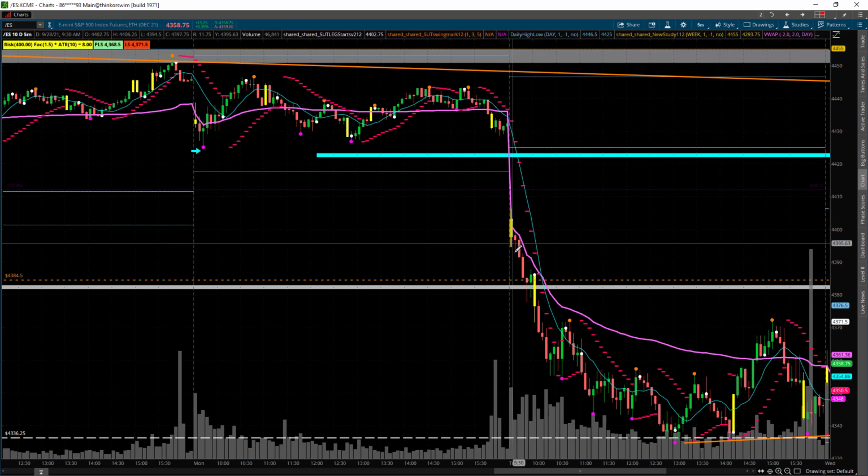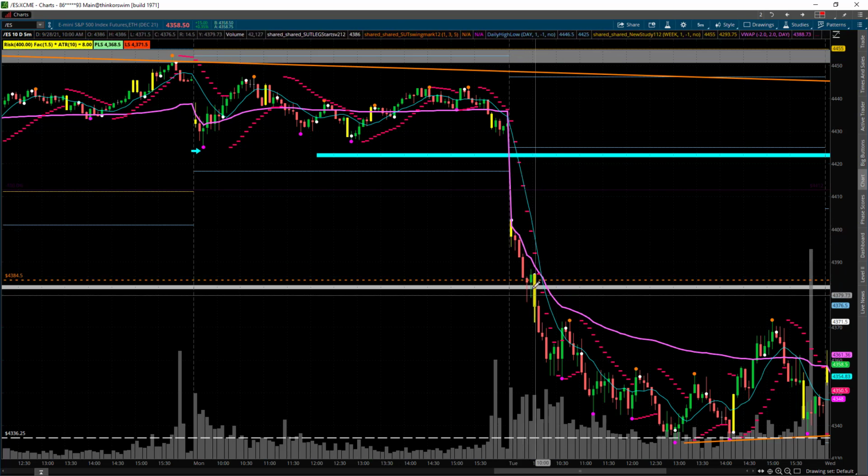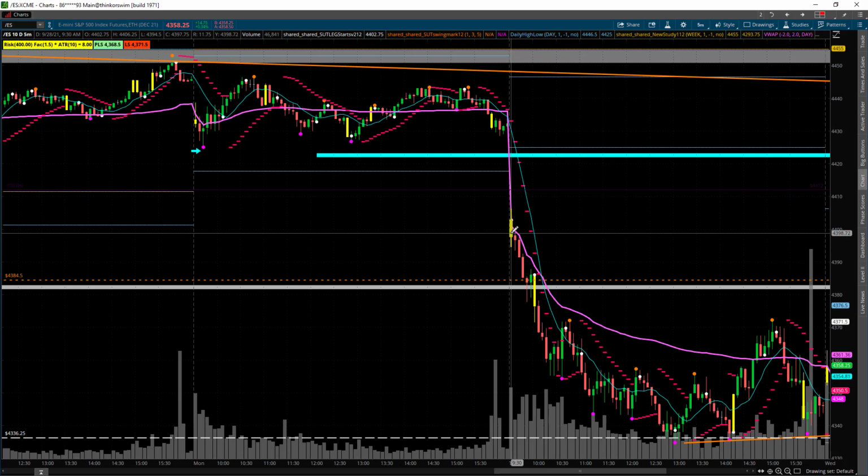If we are expanding in the direction of the gap, so this yellow bar is a down bar, opens here, closes here, it's 1.5 times the average true range. The first candle, 1.5 times the average true range. By the way, the first candle of the day is almost always 1.5 times the average true range.